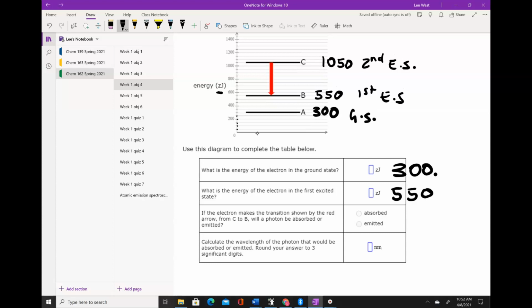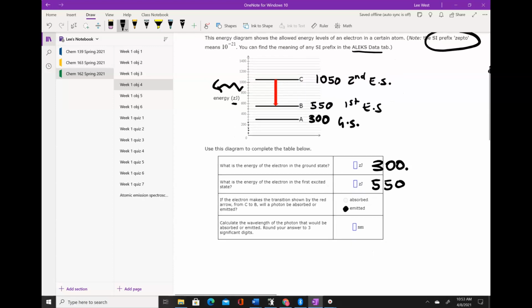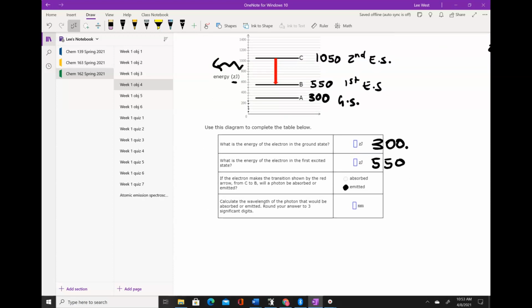Then it says, if the electron makes the transition shown by the red arrow from C to B, will a photon be absorbed or emitted? Well, the electron is going from higher energy to lower energy, so that means that a photon has to be emitted. And the photon will carry that energy that is being lost. Okay? So this says, calculate the wavelength of the photon that would be absorbed or emitted. Round your answer to 3 significant digits.